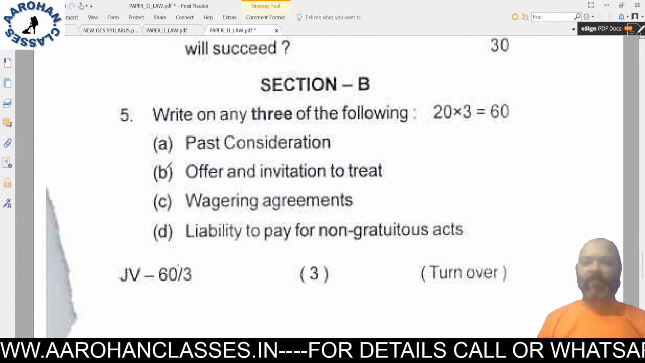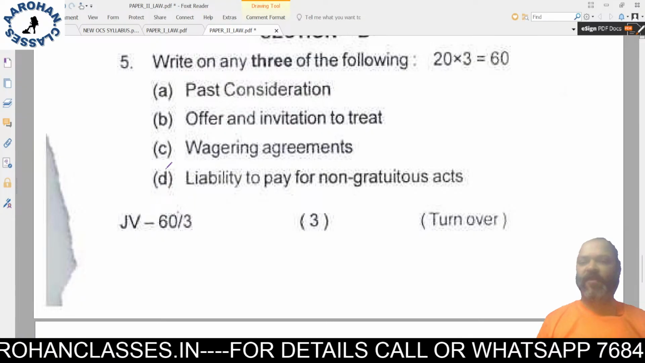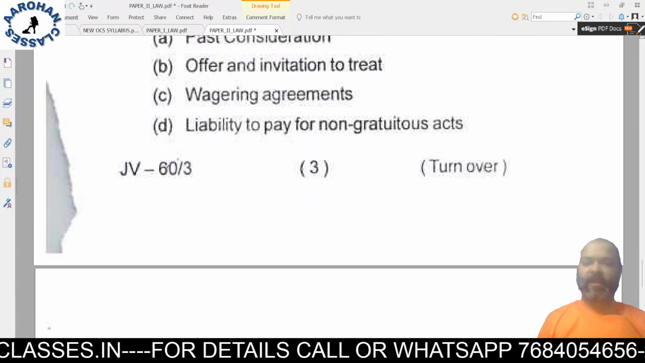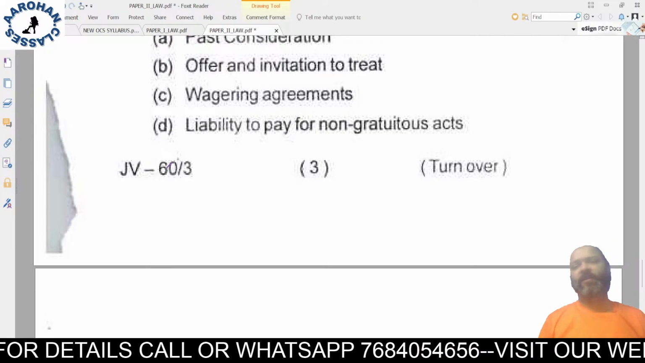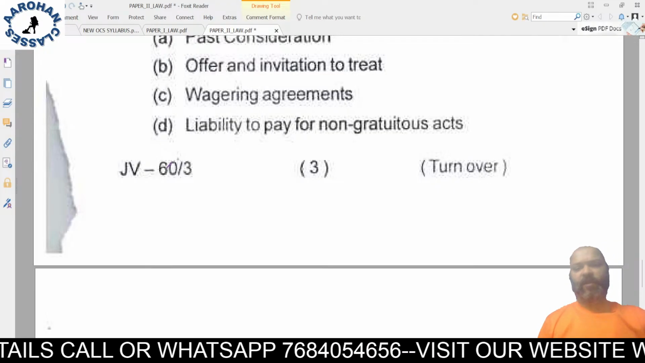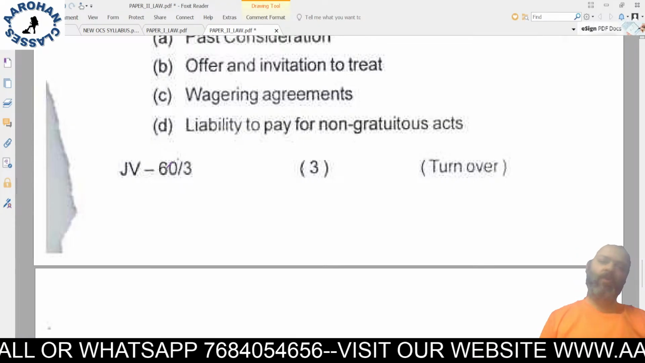Write on any three of the following: past consideration, offer and invitation to treat, wagering agreements, liability to pay for non-gratuitous acts. If you see, these are just repetition. If you see ten years of questions, you can search.